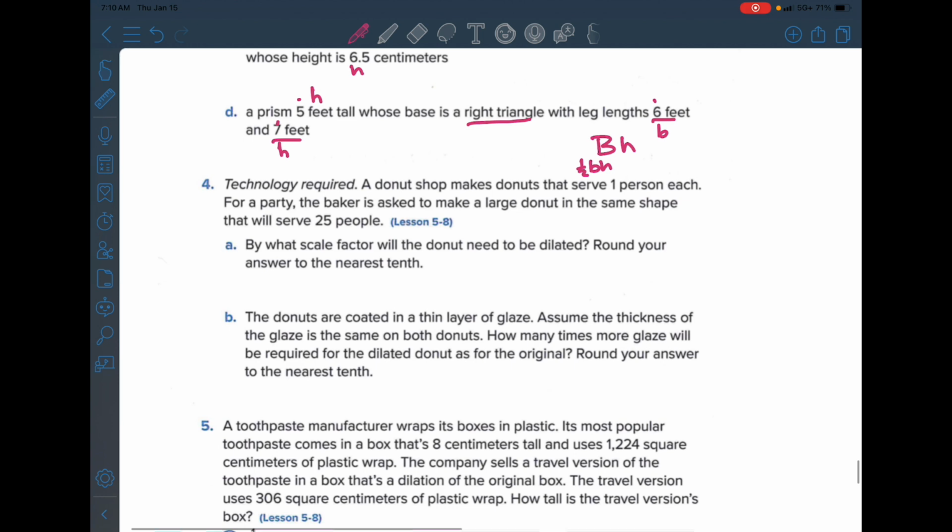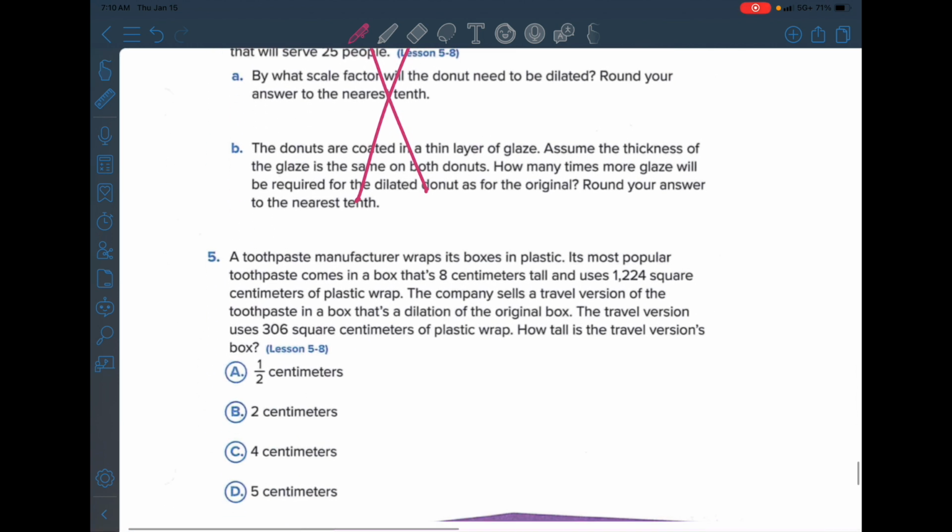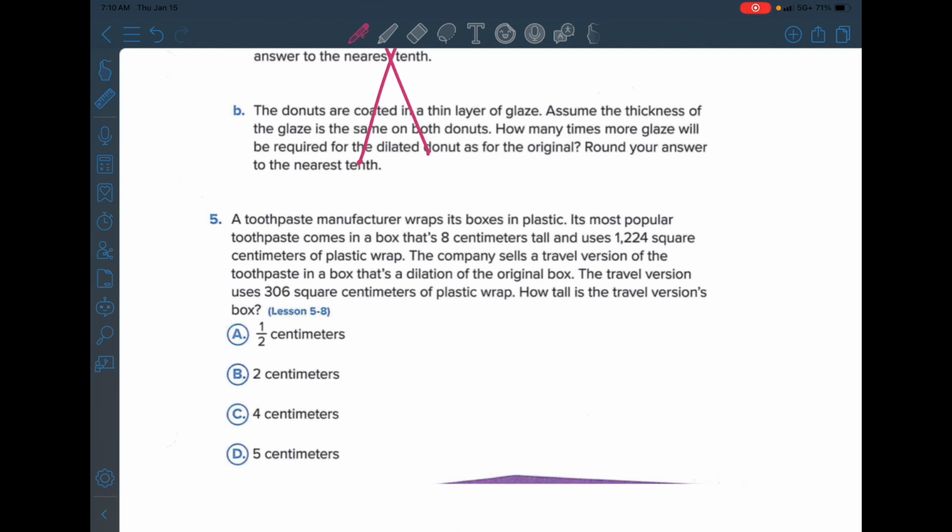Okay, we're going to skip number 4. And let's look at number 5. A toothpaste manufacturer wraps its boxes in plastic. Its most popular toothpaste comes in a box that's 8 centimeters tall and uses this much of plastic wrap. The company sells a travel version of the toothpaste in a box that's a dilation of the original box. The travel version uses this much. How tall is the travel version's box?